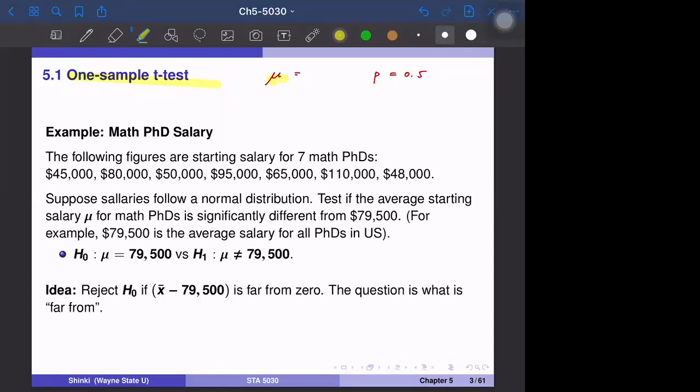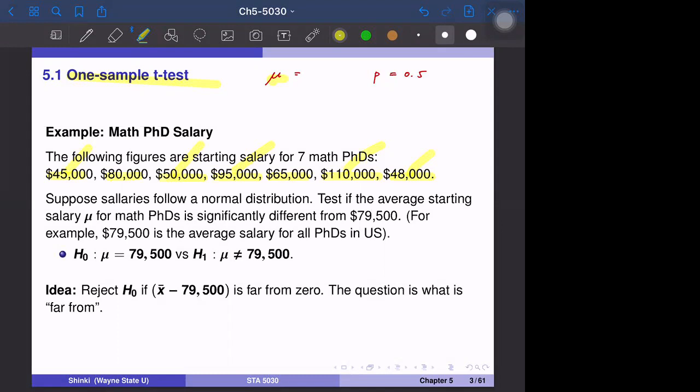So suppose that the following figures are starting salaries for 7 math PhDs. 45,000 and 80,000, 50,000, 95,000, 65,000 and 110,000 and 48,000. So this is a kind of typical data from math PhDs. Maybe some people got a job in finance, then they may get these days even higher than this. But if you do a postdoc, probably the salary is like 45 to 50. That's possible.